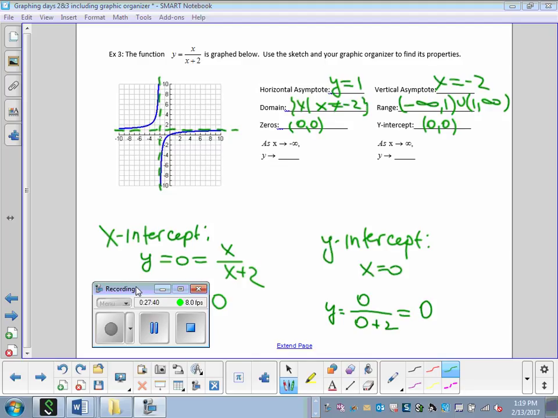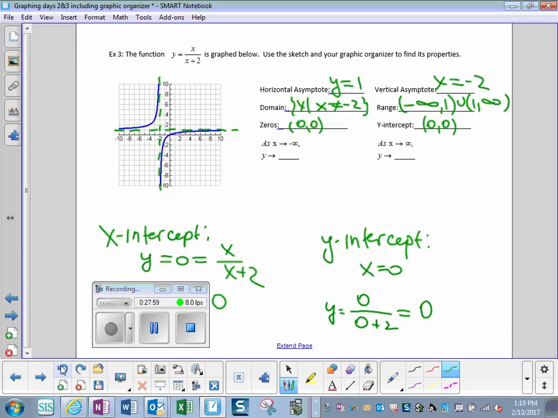Okay, so now as x goes all the way to infinity, my right-hand behavior, I go all the way to the right. What happens to my y? It gets closer and closer to what? No, not 0. Only 1. Our horizontal asymptote, 1. And then as we go all the way to the left, y gets closer and closer to 1.